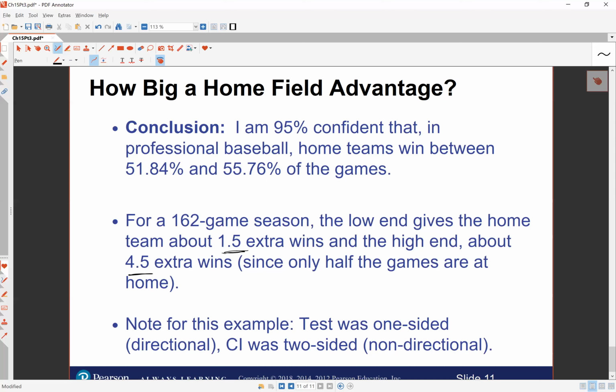if that makes sense. I think the important takeaway here is we could do a hypothesis test, we could do a confidence interval, and we reach the same conclusion.